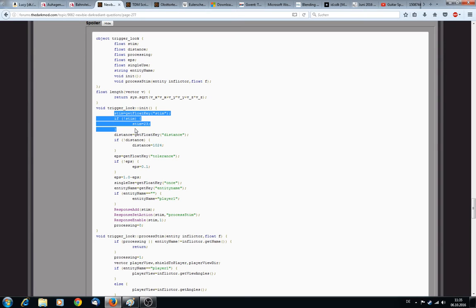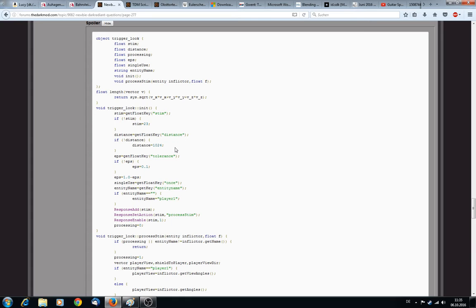This is what this is done. If the mapper does not set anything, then this value is set to 23, which is the player stim. This is a stim the player gives up all the time, so it would just react to the player. We have a distance value, which makes sure that this is only considered at all if the player is close enough.